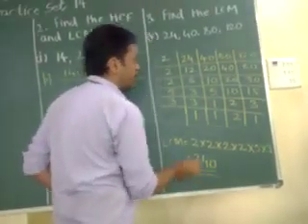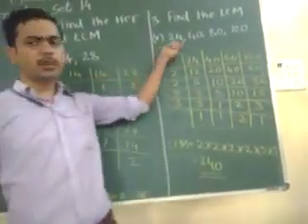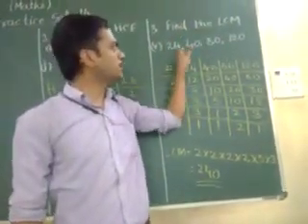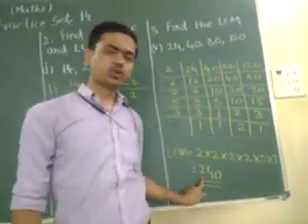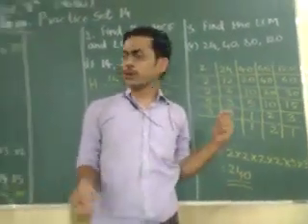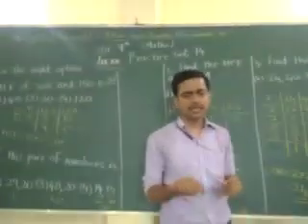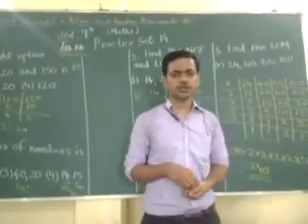So LCM of the numbers, this is a word problem, so you have to write the LCM of 24, 40, 80 and 120 is 240. Okay, I hope you understood this much. Solve this much. I will send a next video of the remaining questions as soon as possible.